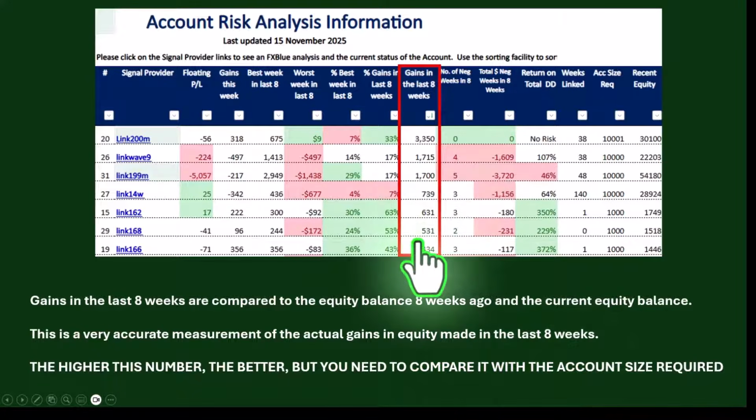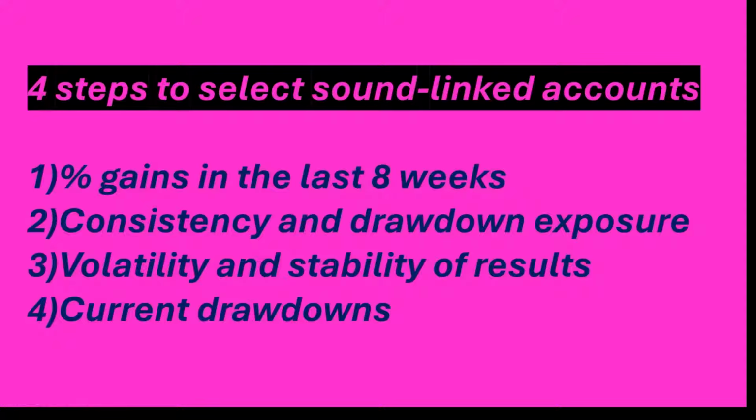The higher that number, obviously, the better, but you do need to compare it with the account size required, because in the link service you need different account sizes. Okay, so now that you know the basis of that particular schedule, let's look at 4 steps to select sound linked accounts. The 4 steps are going to be the percentage gains in the last 8 weeks, consistency and drawdown exposure, volatility and stability of the results, and we're going to look at the current drawdowns. But it all makes sense as I go through.